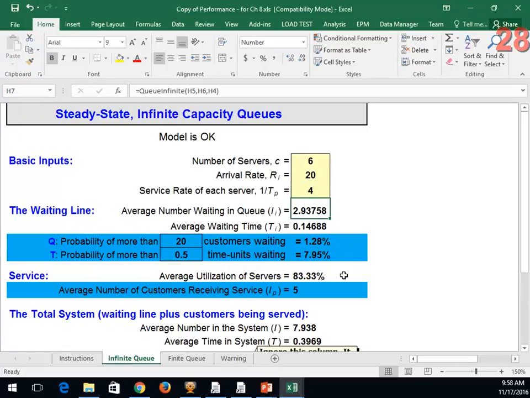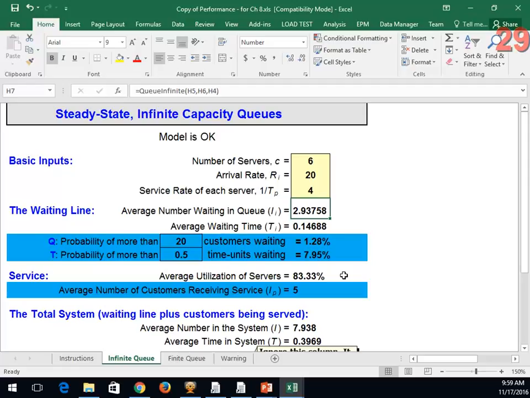It says, on average, I sub I represents what part of the inventory? If I'm in the bank, who is that inventory? People waiting in line. And then it's how long they are going to have to wait in line. And then if I come down here, it gives me my average utilization at 83.33%. And it tells me the average number in the entire system, which is just I, not I sub I or I sub P, is 7.938. And the average time in the total system is 0.3969.